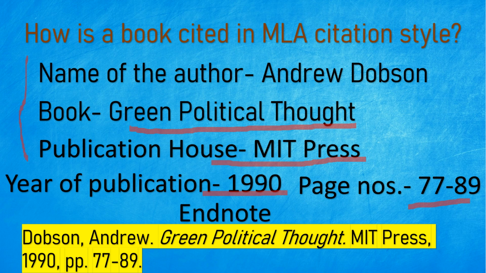First, you have to bring the surname, the Dobson. This is the author. Dobson would come, then the Dobson, as you can find, Dobson is here, then comma, then first name is there, then full stop. Then you have to write the title of the book, Green Political Thought.